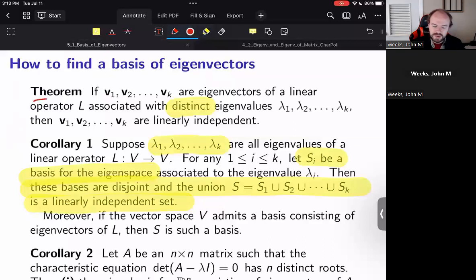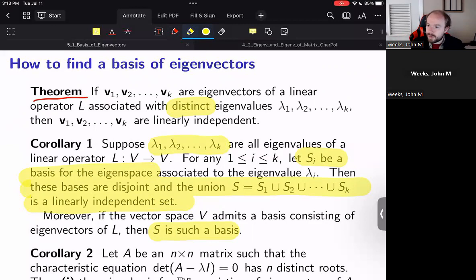The reason that this comes from this theorem is that you could just pick a vector from each of the bases on each of these sets. Well, they all come from distinct eigenvalues, and hence they're all linearly independent. And since those choices were arbitrary, the whole thing must be a linearly independent set. Moreover, if the vector space V admits a basis consisting of eigenvectors of L, then S is exactly what we were looking for. If the vector space V has enough eigenvectors to form a basis, then S is that basis.